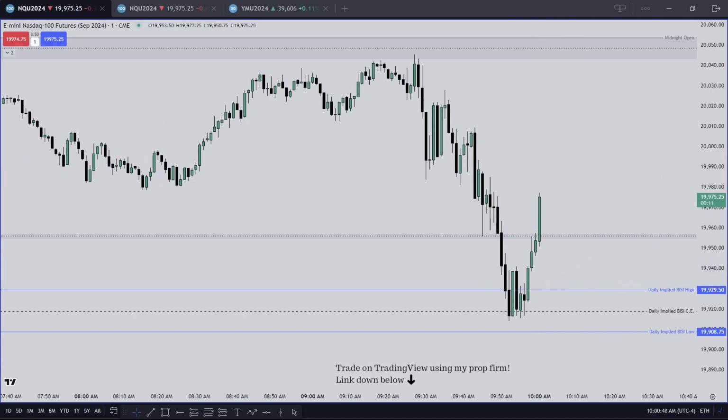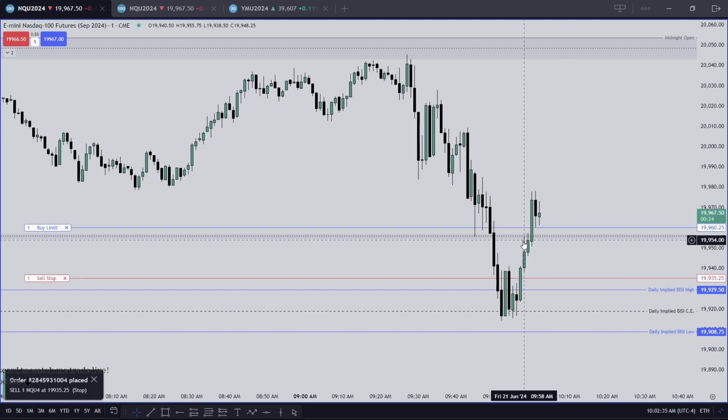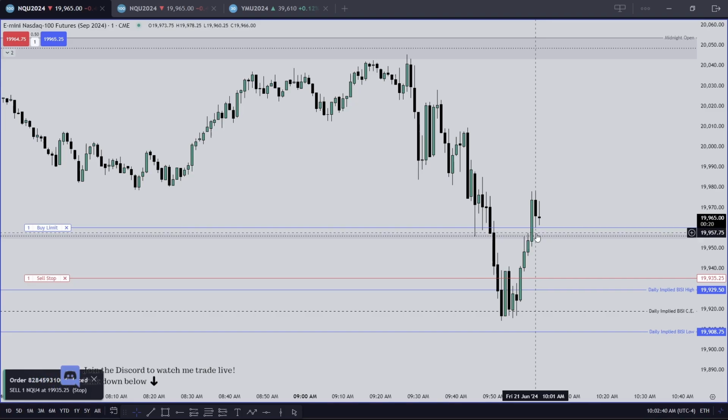So we're going to look for a fair value gap or a volume imbalance or order block or a breaker, whatever we could find to get engaged. Looking to enter inside that small fair value gap right there, which is laying right on top of that new day opening gap.